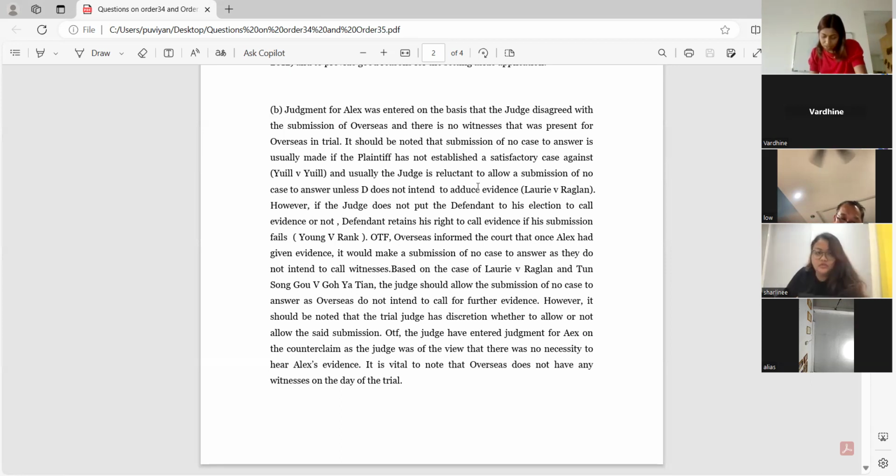Overseas, right? Overseas would address the court that it submits no case to answer because it's a counterclaim. In the counterclaim, Alex becomes the plaintiff and Overseas becomes the defendant. So Overseas is making a submission of no case to answer on that part.